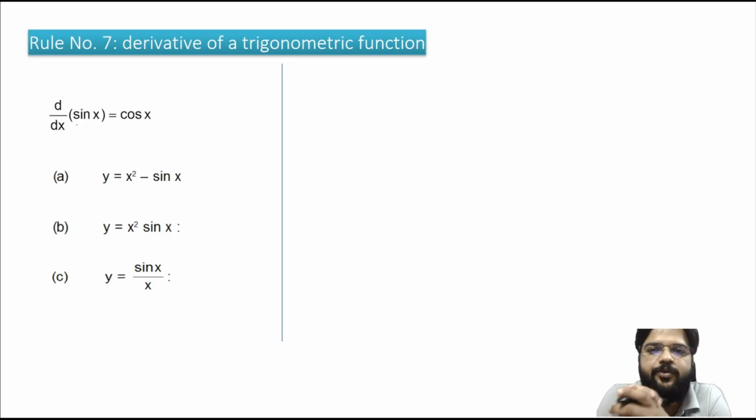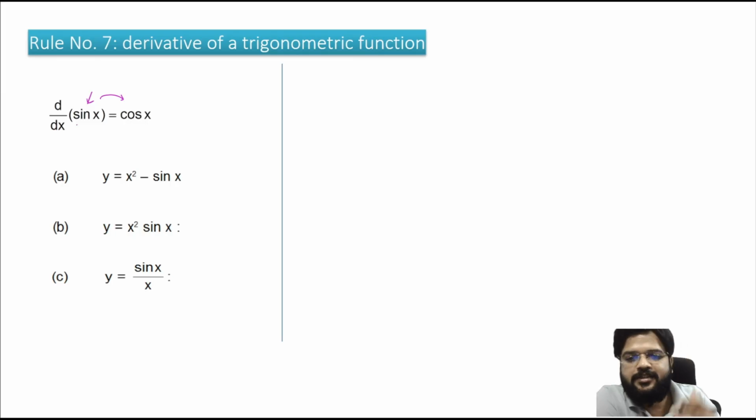Let's see the next rule, everyone. Rule number 7, derivative of trigonometric functions. So let's see it here, everyone. We have sin x. Sin x is a trigonometric function and differentiation of sin x is what? It is cos x. So keep this thing in your mind, everyone. If you have sin x, then differentiation is what? It is cos x. So it is important, everyone.